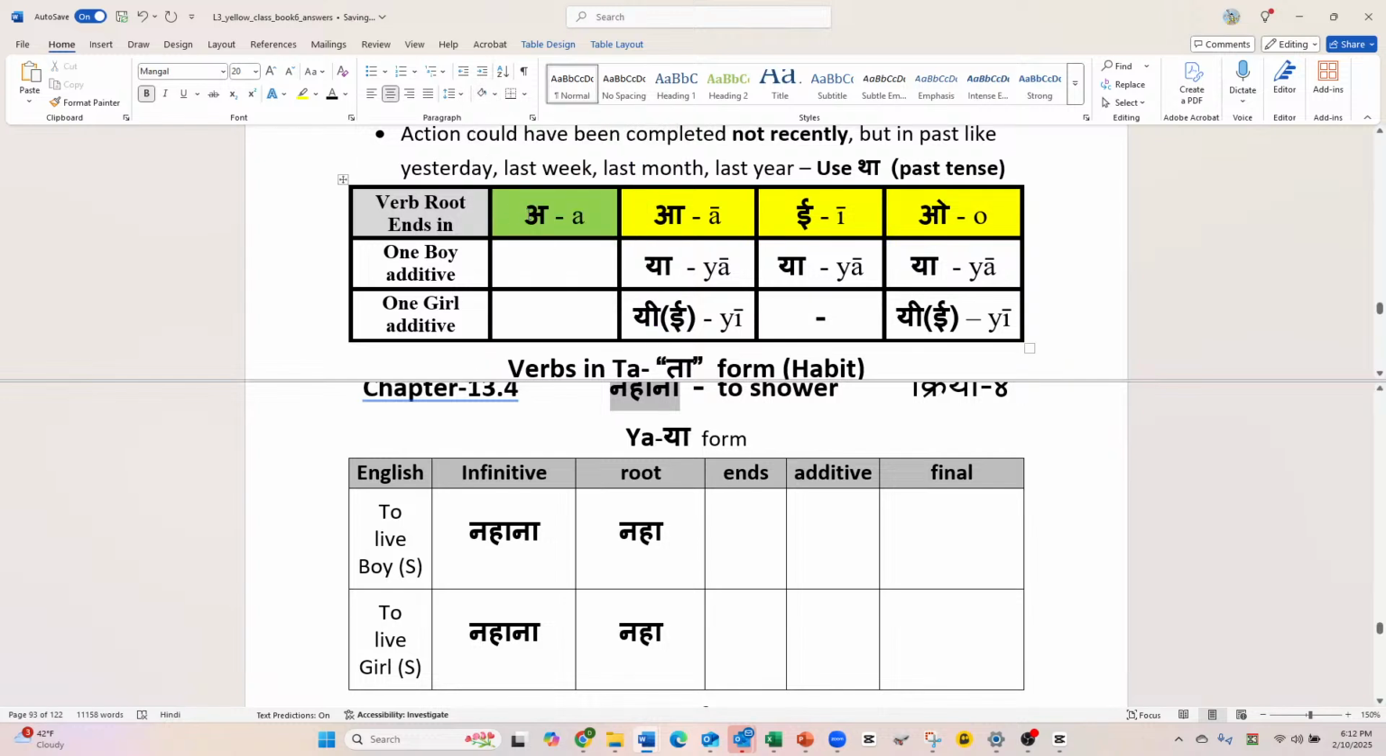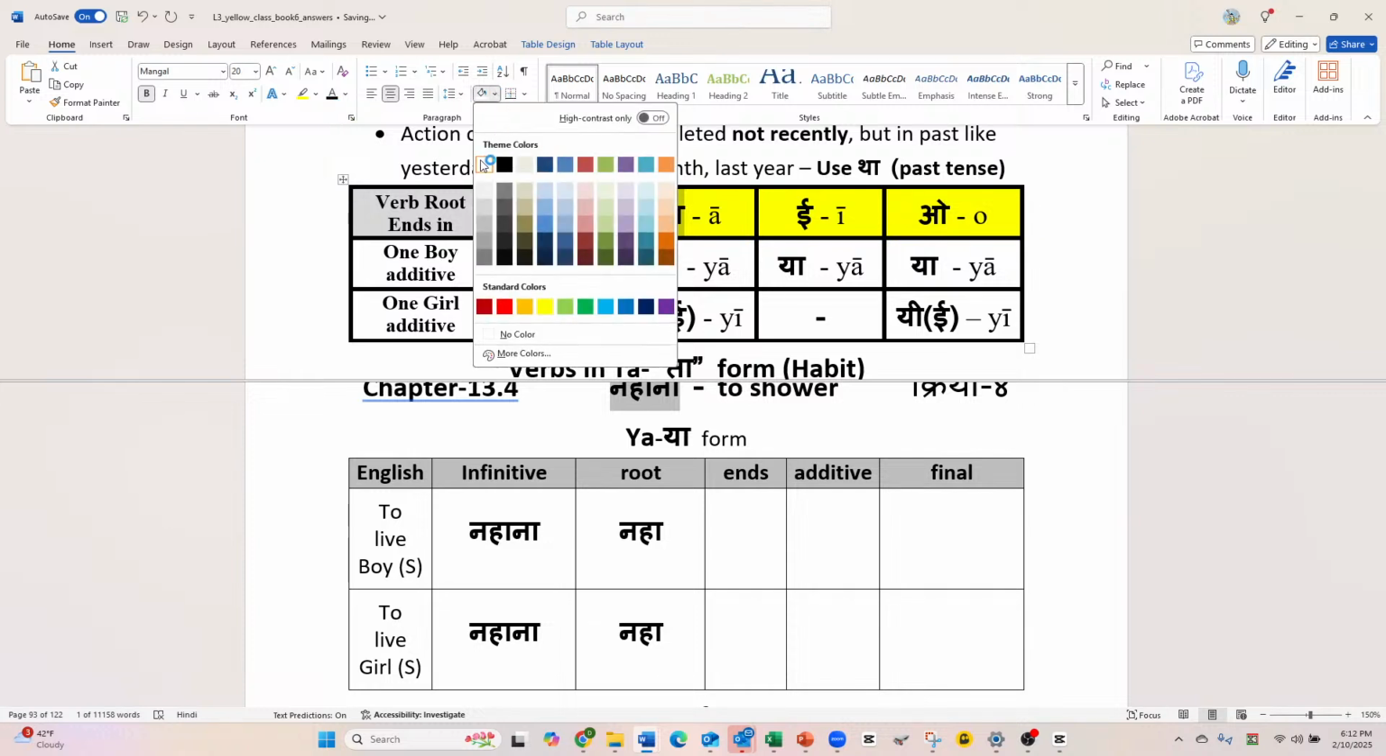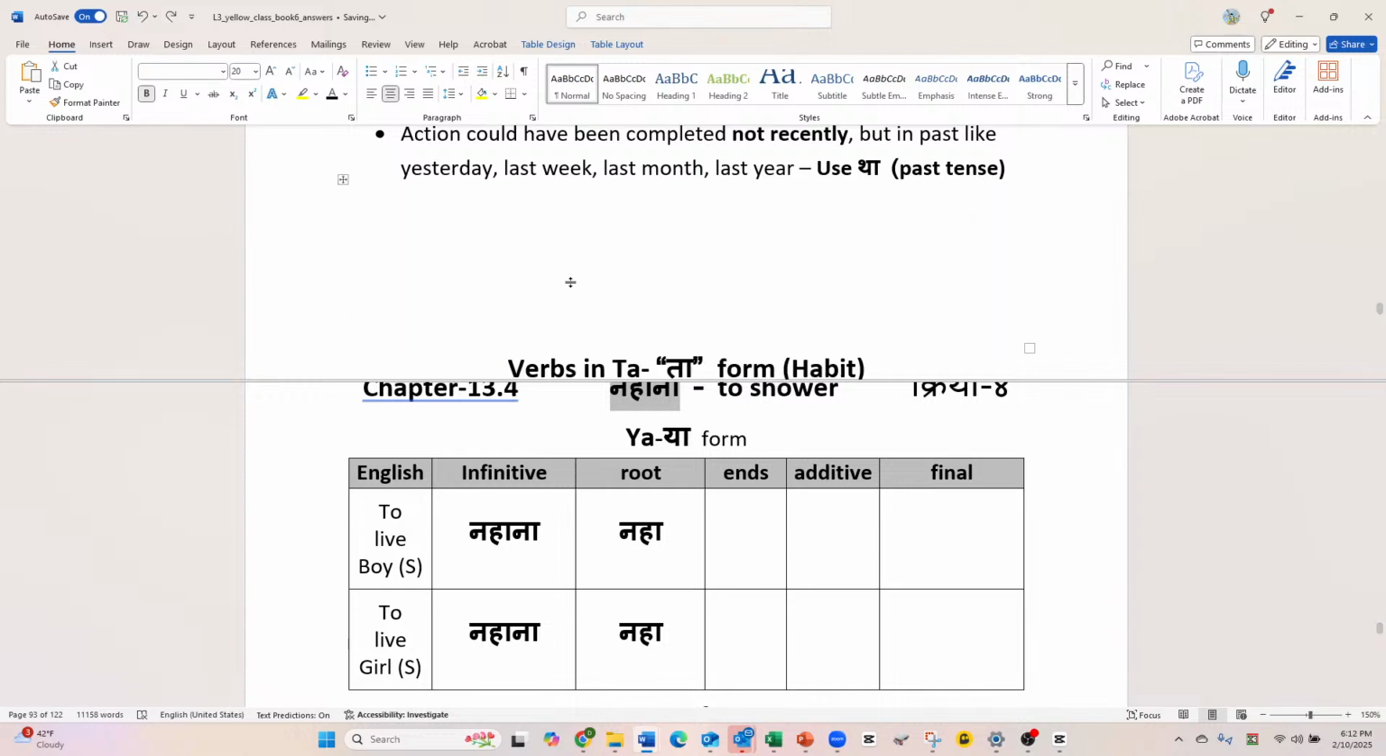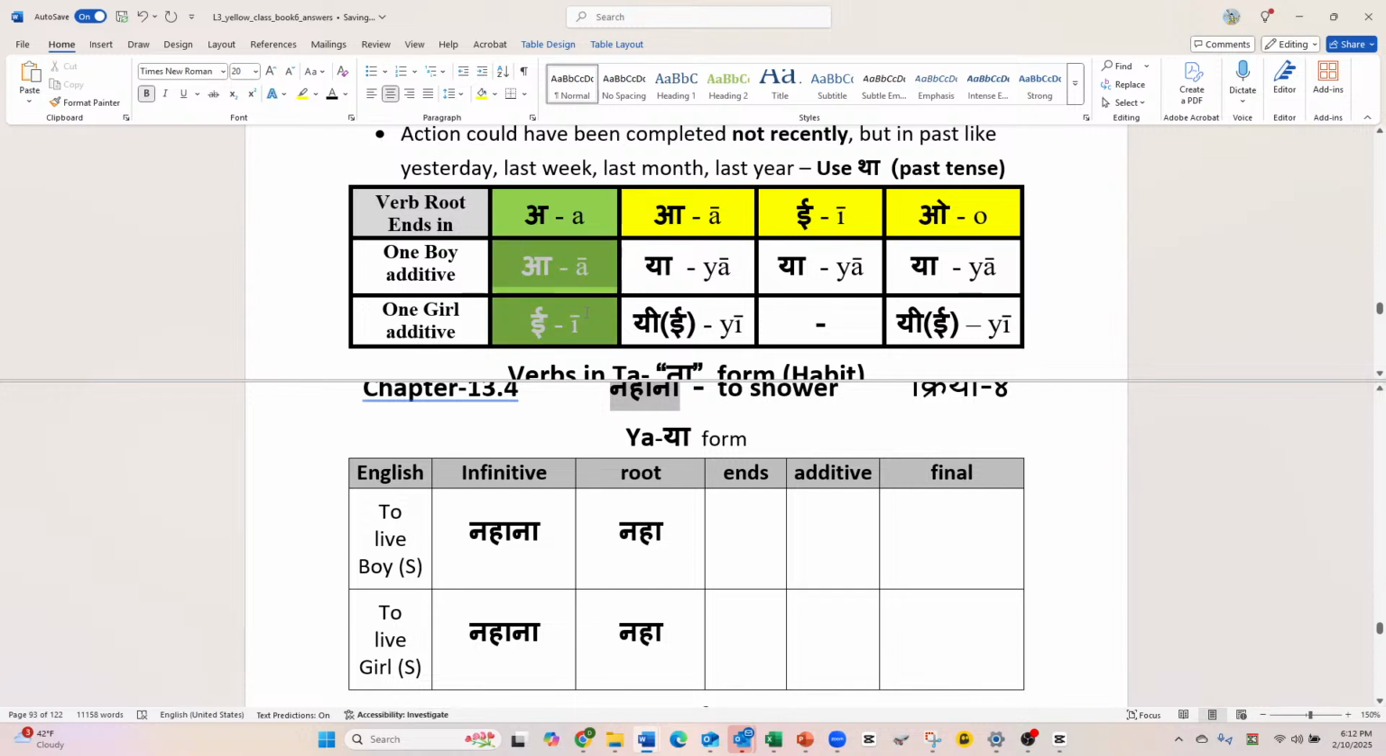Ishan, which sound do you hear when you say naha? Do you hear a? Do you hear e? Or do you hear o at the end? Ah, you hear a, right? Since you hear a, give me a minute. I messed up something here. Let me correct it first. So since you hear a, what you will do is you'll take these two endings and you will put in the additive section.